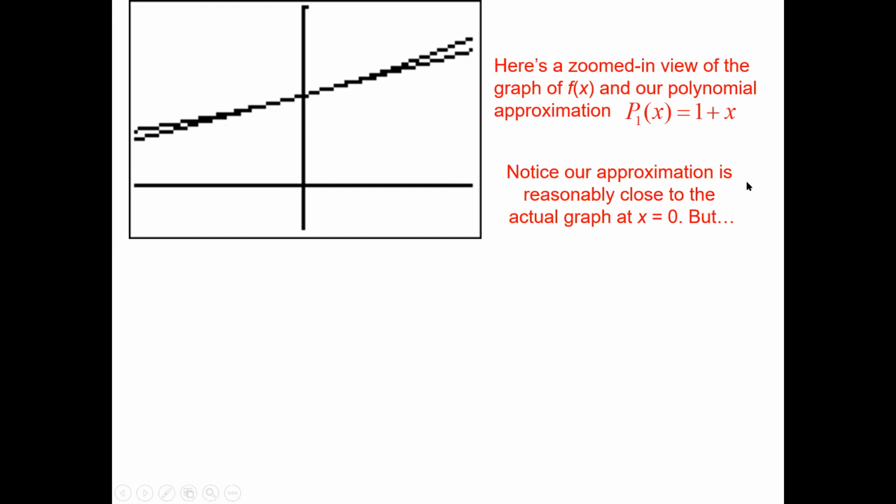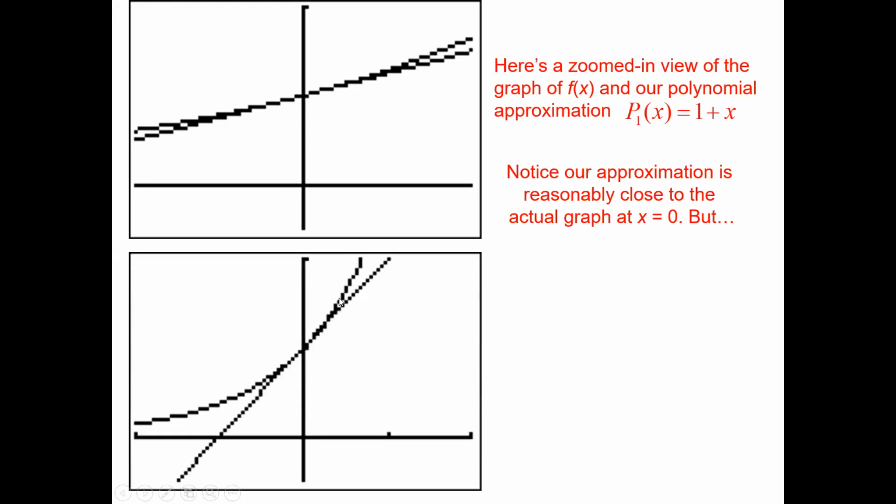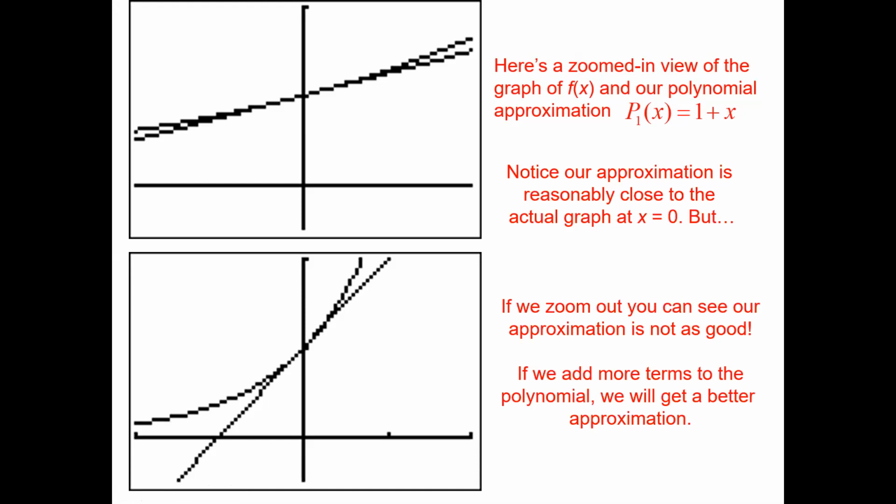Our approximation is reasonably close at x equals 0, but what I want you to think about is what happens as we get further away from where x is 0. So this is the exponential function, and you can see as you get further away in both directions of x equals 0, our tangent line approximation pulls away from the curve, right? So it's not as good an approximation the further away we get from x equals 0, which is where we started. How could we get this better?